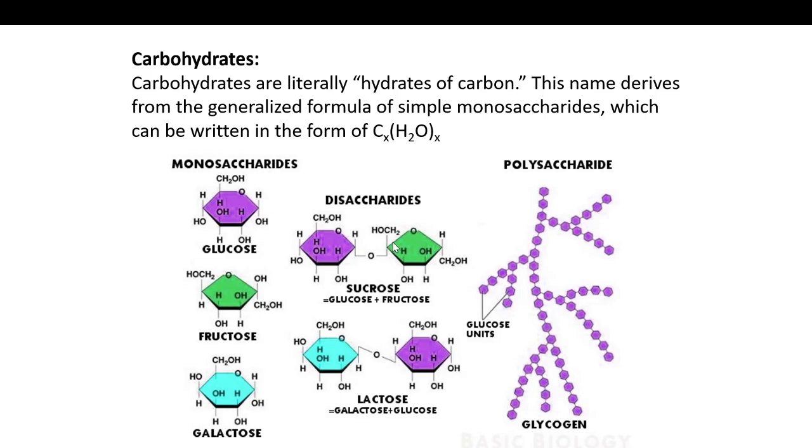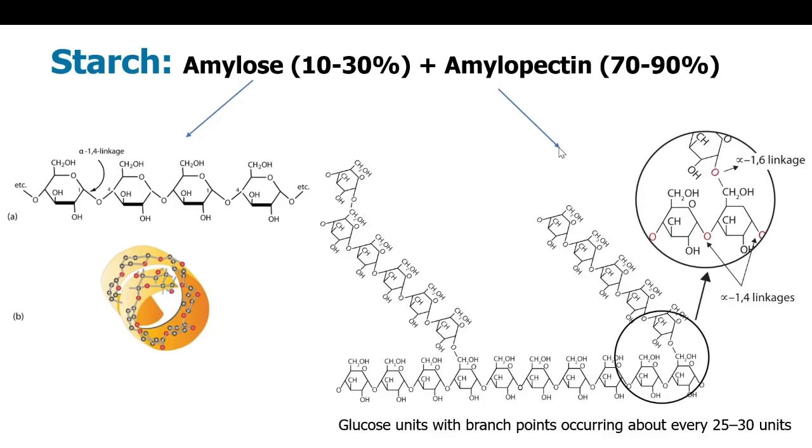Now when these disaccharides continue this chain, meaning more and more monomers come, forming glycosidic linkages and forming a polymer, then it forms a polysaccharide like glycogen. And our molecules of interest in the question, that is cellulose and starch, fall under this category of polysaccharide.